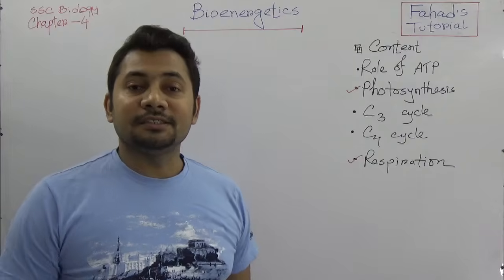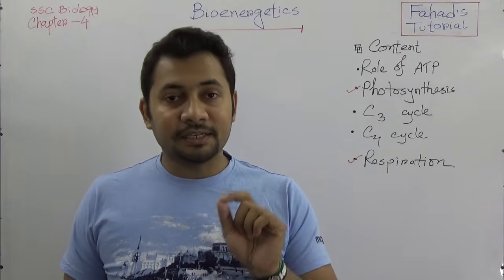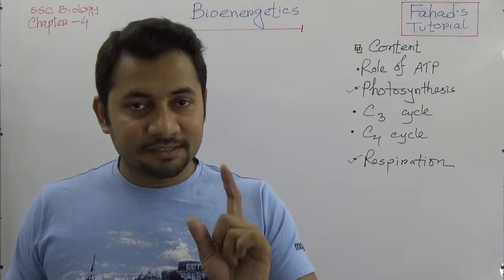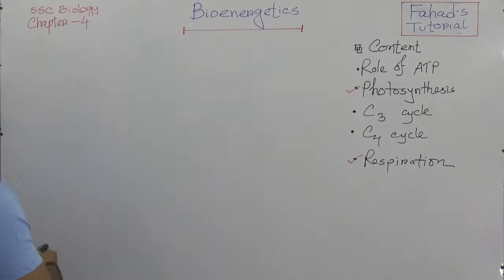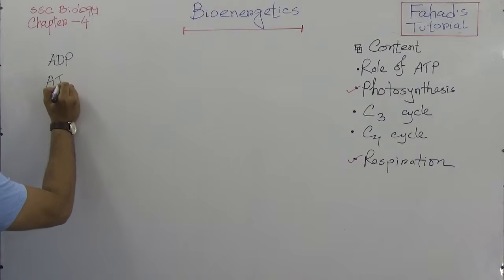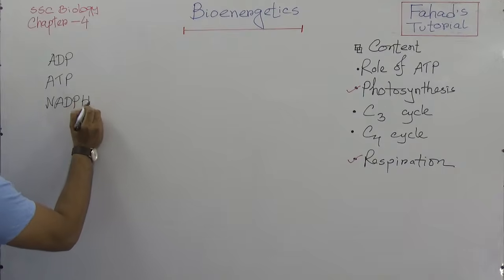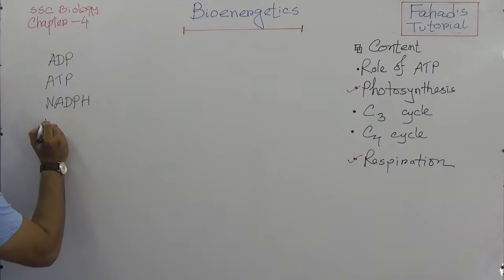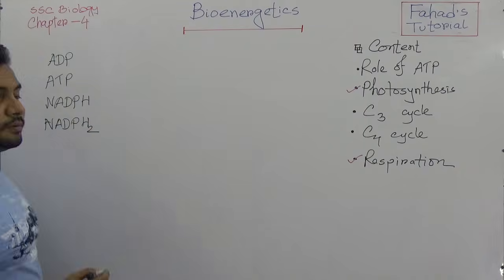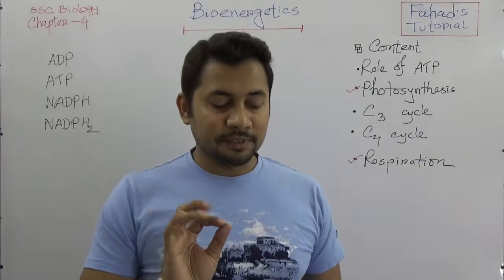So, number 1 is the role of ATP. Before explaining ATP, you must know that in this chapter there are some new words you will be studying. Number 1 is ADP, number 2 is ATP, number 3 is NADPH, and then NADPH2. There are lots of other coenzymes also, but I just try to make it very simple.